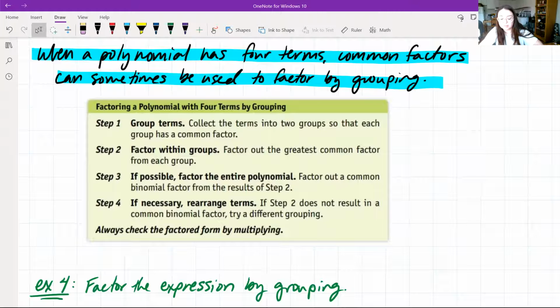Step 3, if possible, factor the entire polynomial. So factor out a common binomial factor from the results of step 2. Step 4, if necessary, rearrange terms. So if step 2 does not result in a common binomial factor, try a different grouping. And you always want to check the factored form by multiplying. So we want to check and see if it's correct in the end by multiplying it by our original.